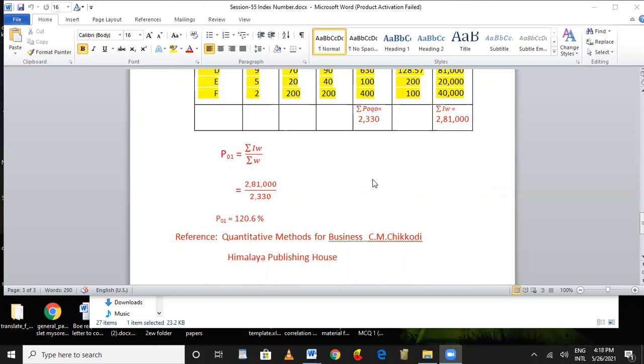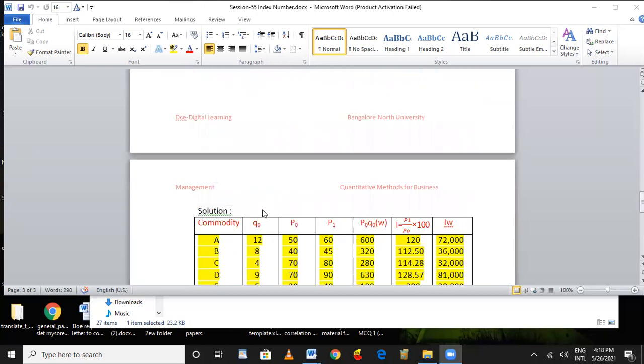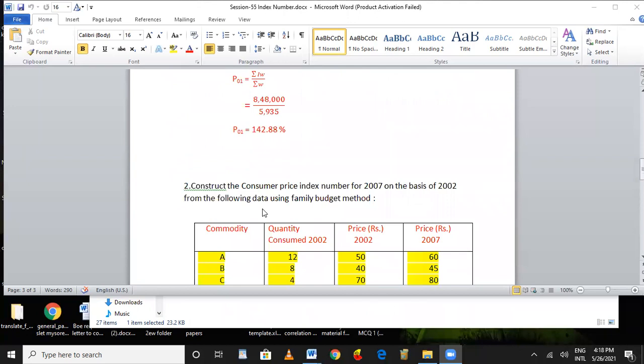Here, if the weights are the expenditure given directly, we can take them directly. If P0 and Q0 are given separately, P0 meaning prices for the base year and Q0 quantities for the base year, they have to be multiplied in order to get the total of the weights. Here, sigma IW is 2,81,000. Sigma W is 2,330. It comes to 120.6. So this is the index number according to the family budget method.